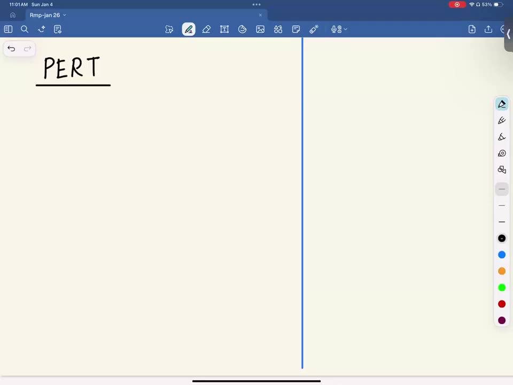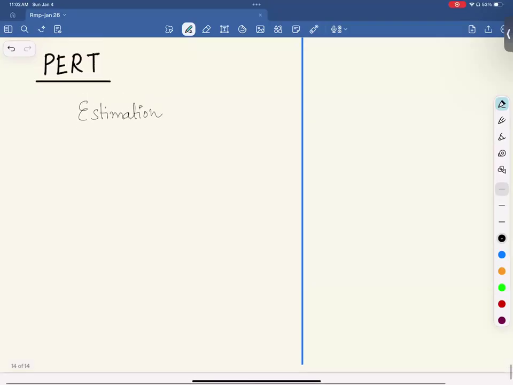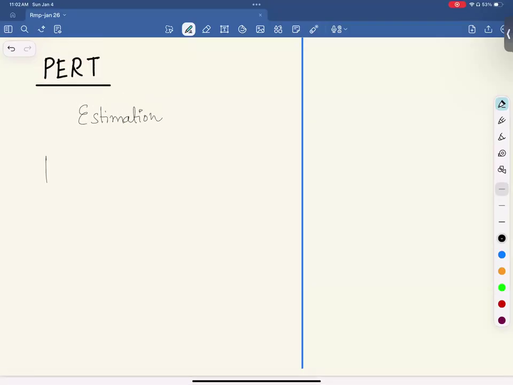Okay. Next is PERT, program evaluation and review technique. This is used for estimation, right? So the formula for PERT, which is also called beta estimate. You will see a question on it, right? Let me confirm with Aftab. Did you see any question on PERT in your exam? Yes, there was one question. Good. So you will see a question.